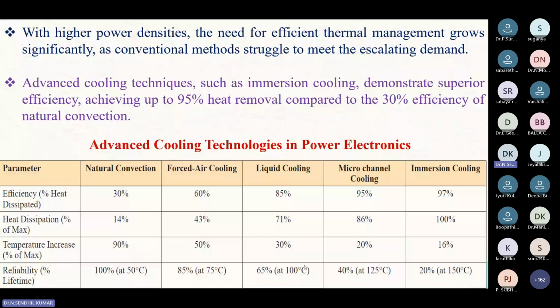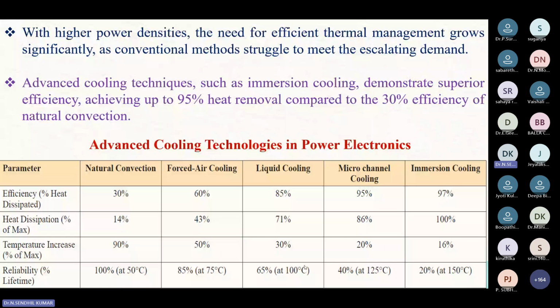And then, what is the reliability of the electronic components? Reliability lifetime depends on temperature. Even at 50 degrees you can see 100% reliability. But when the environment goes beyond 50 degrees, natural convection will not work. With immersion cooling, at 150 degrees, the reliability lifetime is 20%. So the reliability will be increasing actually. Even in the worst condition it will work at 50, 100 degrees automatically. Reliability will be 100%. Only at high temperature do you have to think about that.